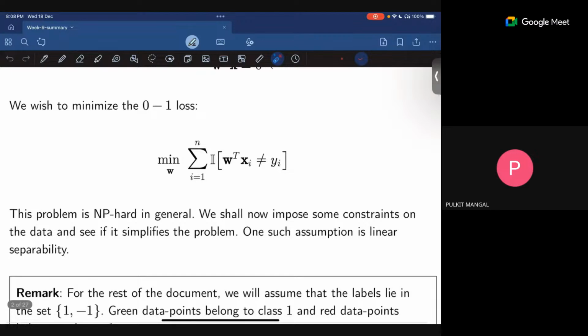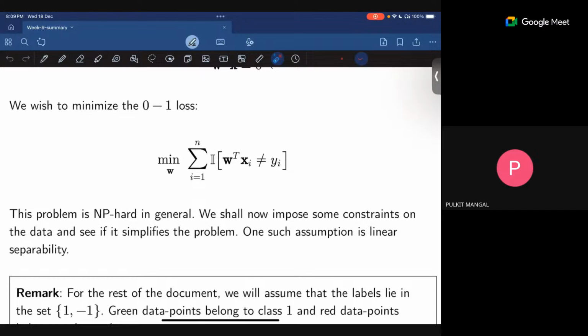Now, our goal is to minimize the 0-1 loss, that is, the number of data points that are misclassified. Our predicted label is given by W transpose Xi, and Yi is the true label. As the Prof has discussed since the start of the classification problem in week 7, minimizing the 0-1 loss is an NP-hard problem. So we will put some constraint on the data and check whether it can simplify our problem.